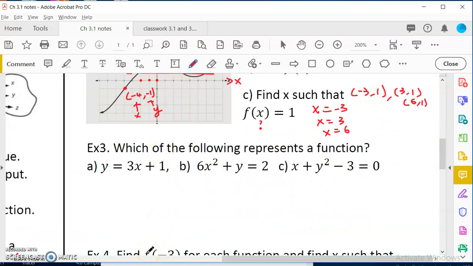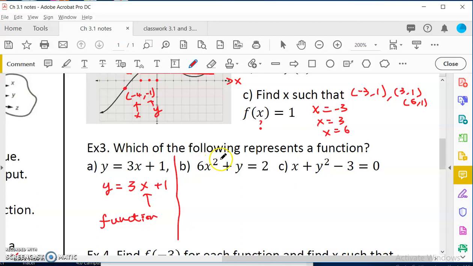So a function can also be a formula. Which one of these formulas is a function? Remember, the requirement for a function is every x can only have one y. So we'll write all of them as y equal. So y equal to what? Is 3x plus 1. So if I plug in an x, how many y do I get? I get one y. So this is a function. Every time I plug in my x, I use the formula to calculate my y, and there's just 1, right?